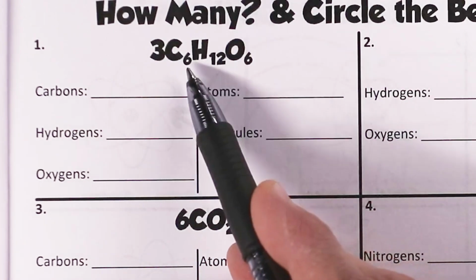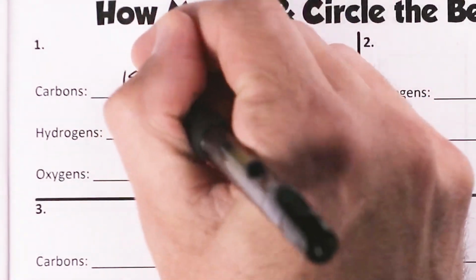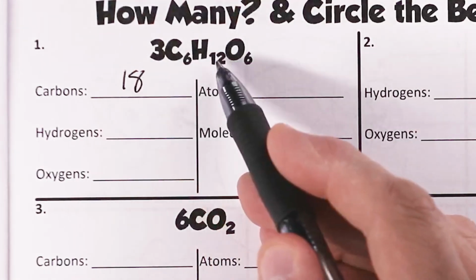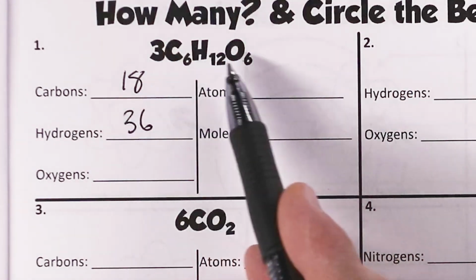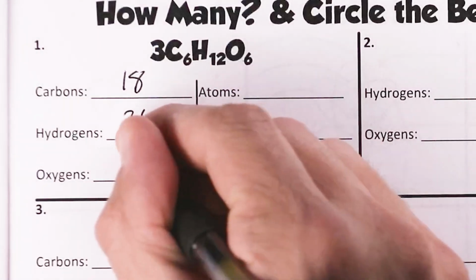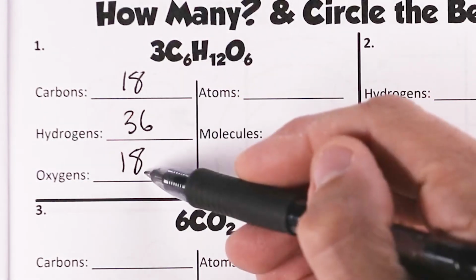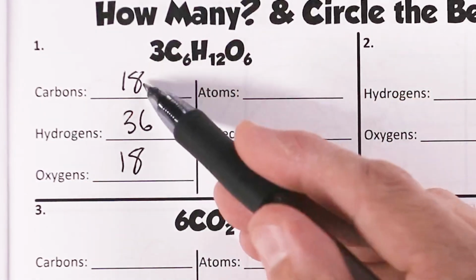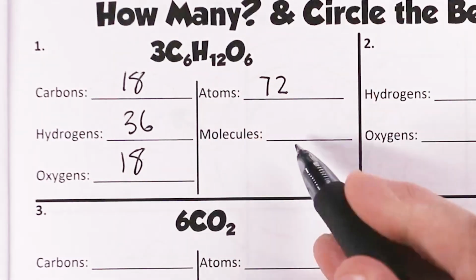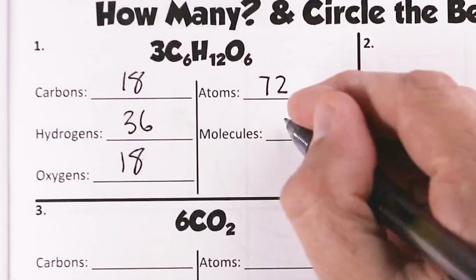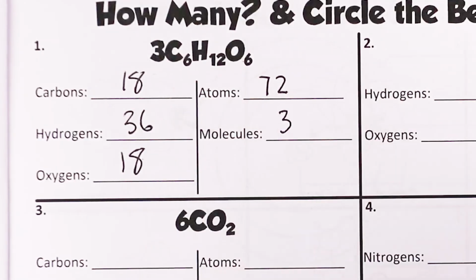3 times 6, 18. How many hydrogens? 3 times 12, 36. How many oxygens? 3 times 6, 18. 18 plus 18 is 36. 36 plus 36, 72. 72 atoms. How many molecules? Only 3 molecules contain 72 atoms.